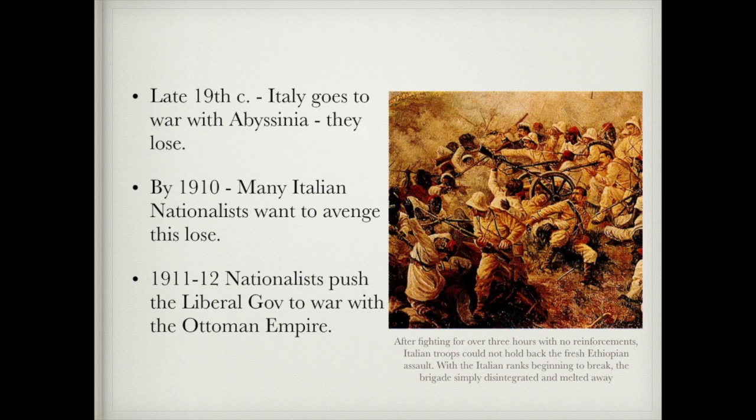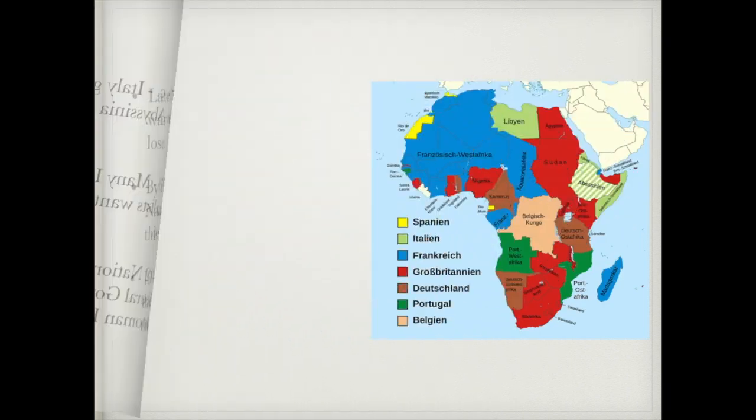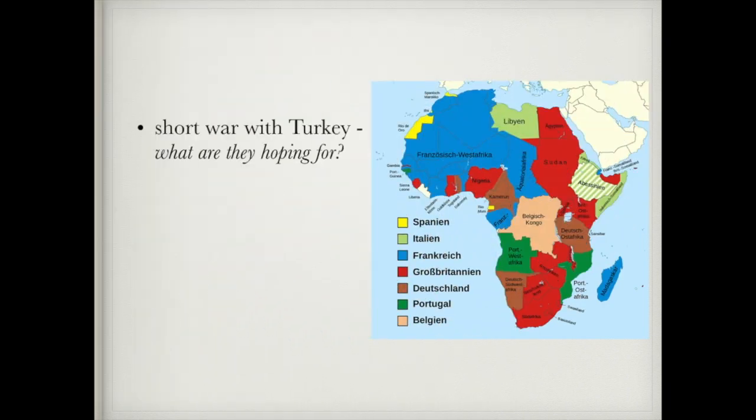Now, this seems a little out of place. To get back at Abyssinia or Africa, they're going to take a war with the Ottoman Empire, which is not really on the same continent. Why are they going to do that? They're going to have a short war with Turkey. Now, what are they hoping for?